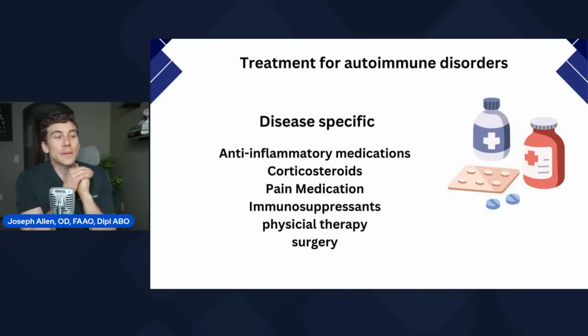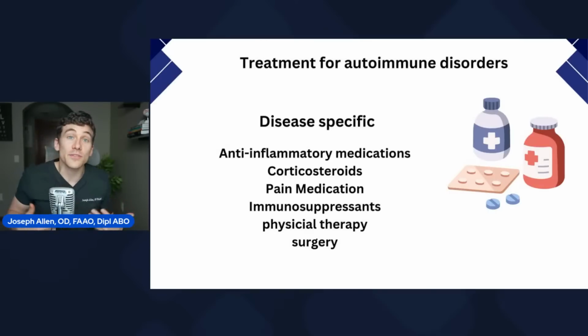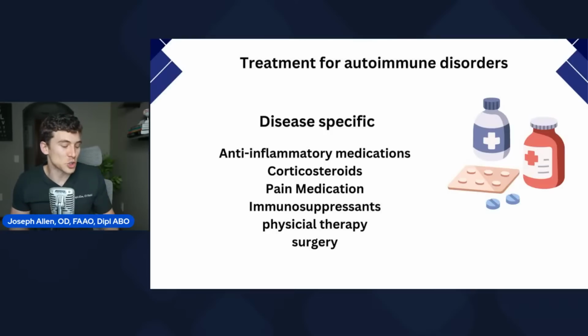In general, treatment for autoimmune disorders are very disease specific. Mostly it's revolving around anti-inflammatory because, again, you have this chronic inflammation. We need to keep that down. Strong corticosteroids, pain medication can help. Other immunosuppressants. Sometimes physical therapy can be used, especially for joint issues, and then possibly surgery.